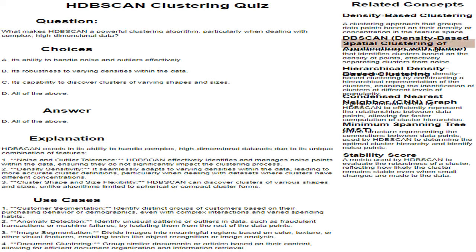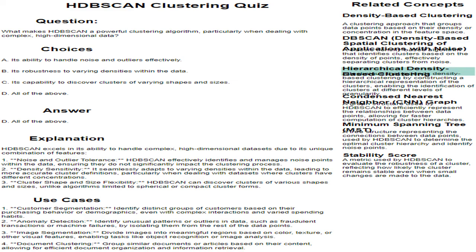DBSCAN, density-based spatial clustering of applications with noise, is a classic density-based algorithm that identifies clusters based on the density of points, effectively separating clusters from noise. It uses two key parameters: min_pts, the minimum number of points in a dense region, and eps, the maximum distance between two points to be considered neighbors. DBSCAN assigns points as core, border, or noise based on their density and neighborhood.